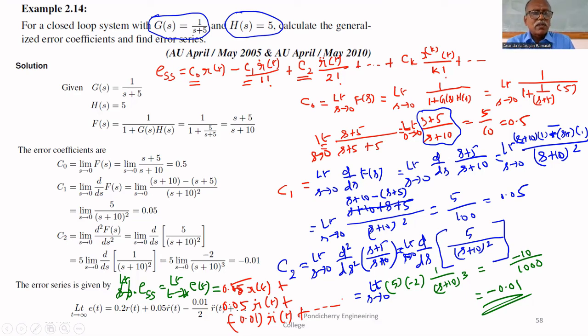So the first part is over. Find error series: first part is we have to find C0, C1, C2, the generalized error coefficients. Only 3 is sufficient.